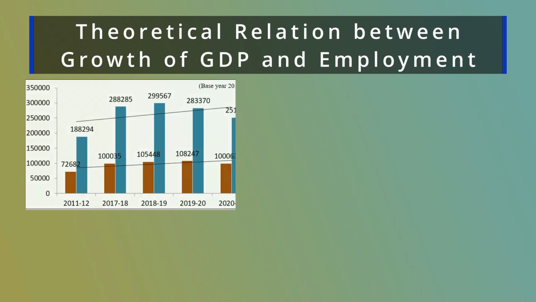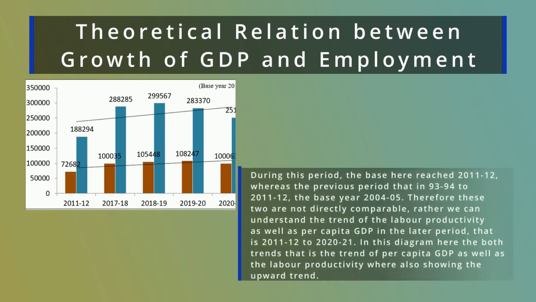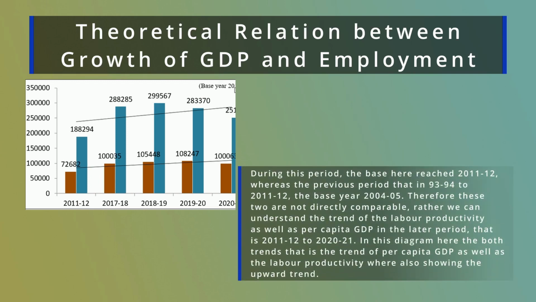This diagram helps us to understand the trend of per capita GDP as well as labor productivity during the latter period, 2011-12 to 2020-21. During this period, the base year is 2011-12, whereas in the previous period, 93-94 to 2011-12, the base year is 2004-5. Therefore, these two are not directly comparable. Rather, we can understand the trend of labor productivity as well as per capita GDP in the latter period, 2011-12 to 2020-21, in this diagram.